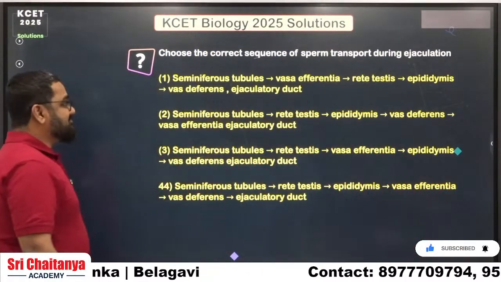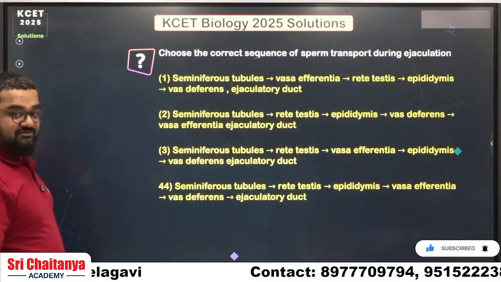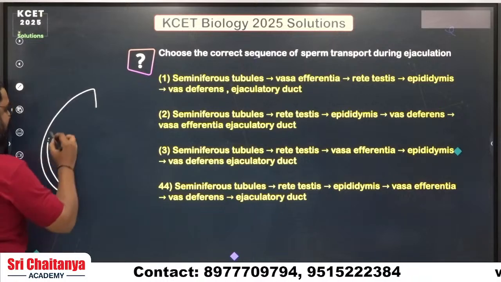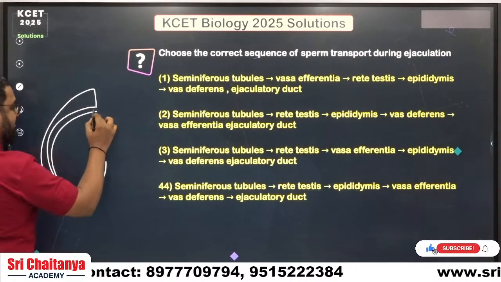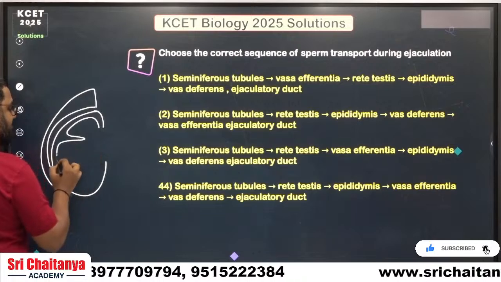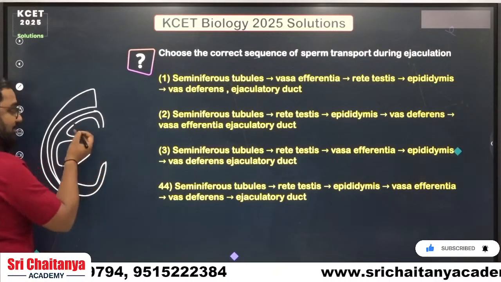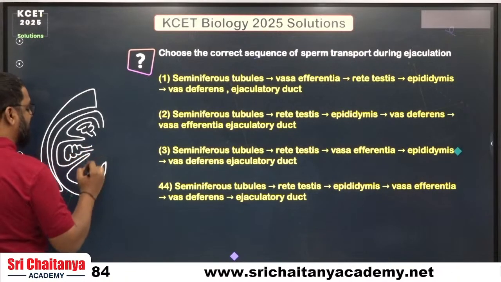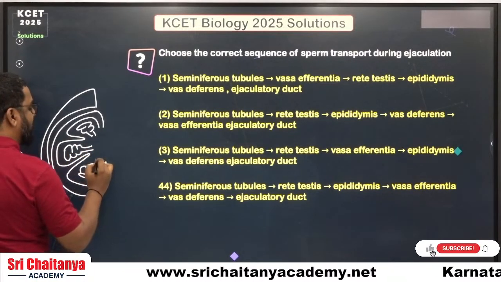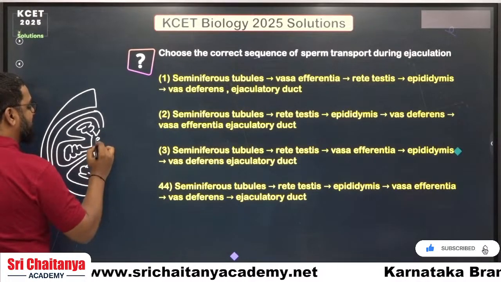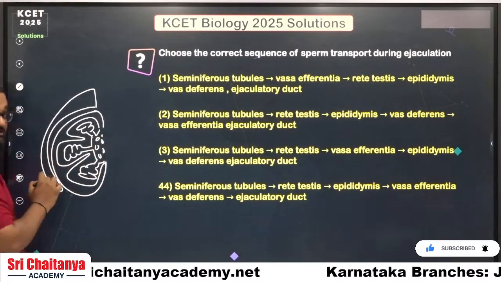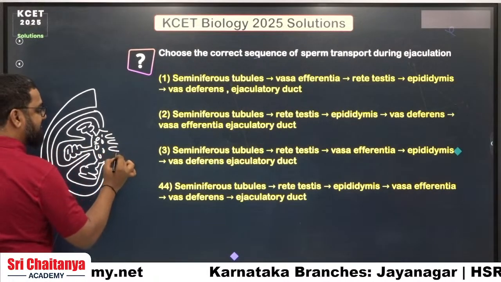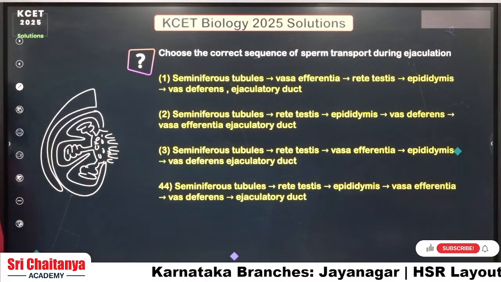Next, choose the correct sequence of sperm transport during ejaculation. For this, we will need an LS of testis. A brief explanation, please follow this. Here we have the lateral section of testis. Testis is divided into about 100 to 150 lobes, in which about 1, 2, 3 seminiferous tubules will be present. Here is where spermatogenesis will occur. From here, it will enter into a labyrinth network of tubules called rete testis. First is seminiferous tubule, second is rete testis. From here, it will enter into vasa efferentia. So the third region is vasa efferentia.